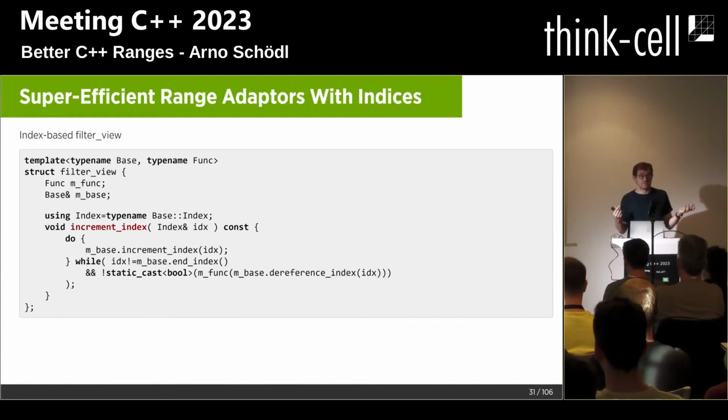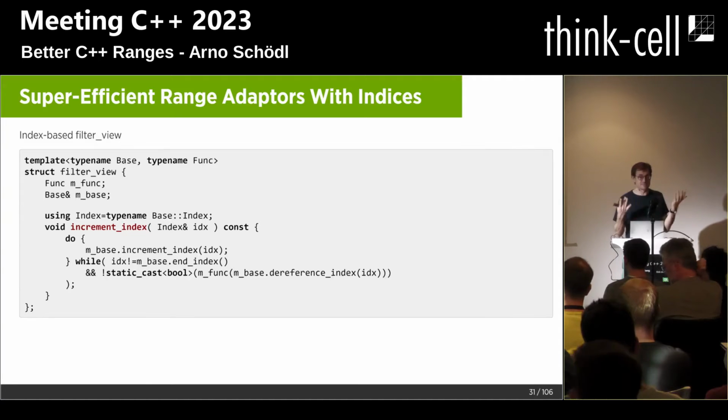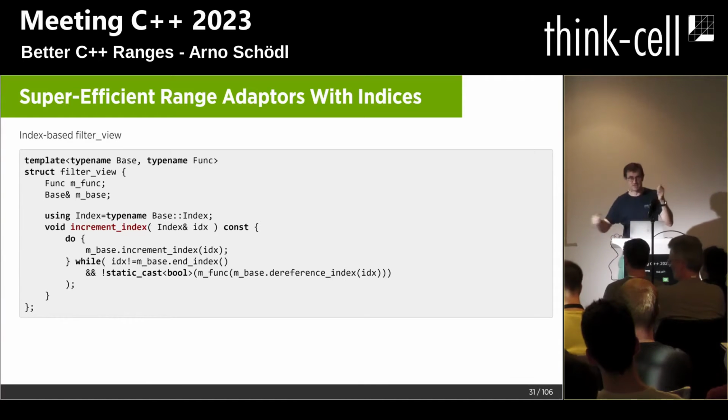Same with the end. You can just ask your base for the end. The base can decide, are you at the end of this list? And if you have a stack of filters, then all these end checks will just go back down to the base, and at the end it will just be the vector end. So it all falls apart into very, very simple operations. And dereference is the same. It's all quite simple. You just pass everything down the stack.